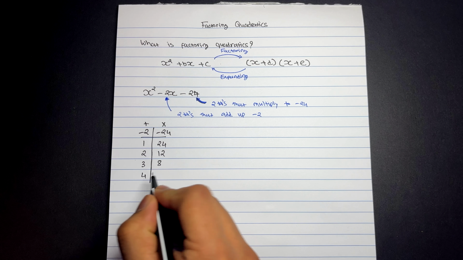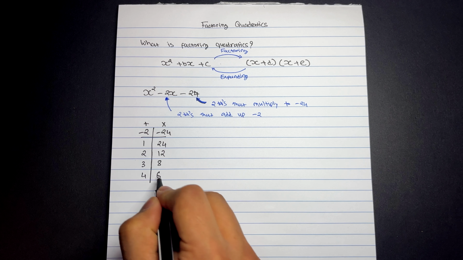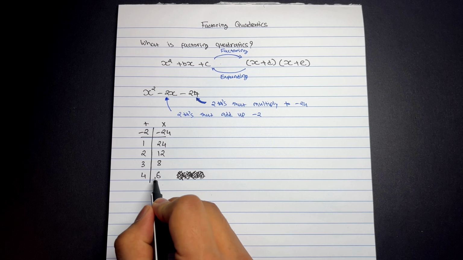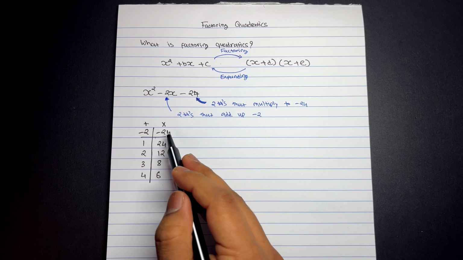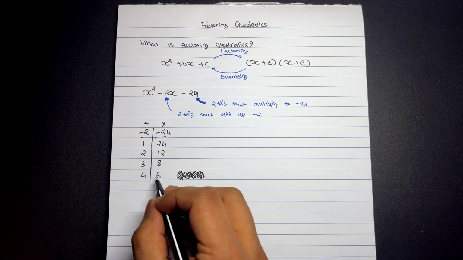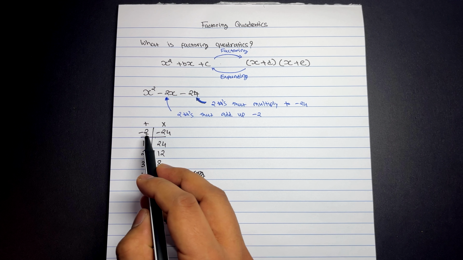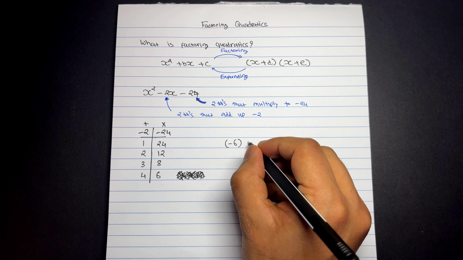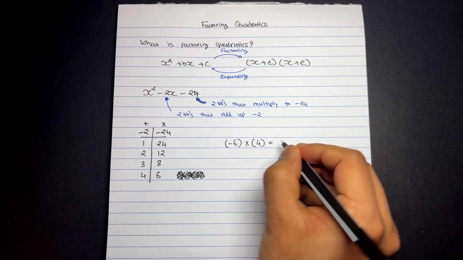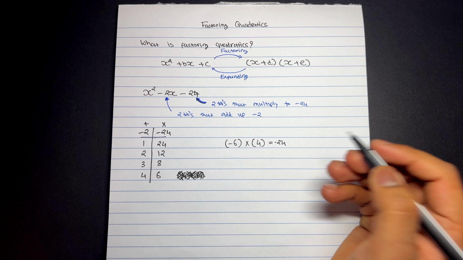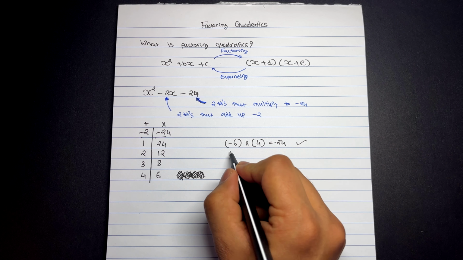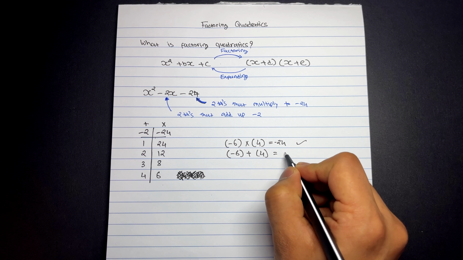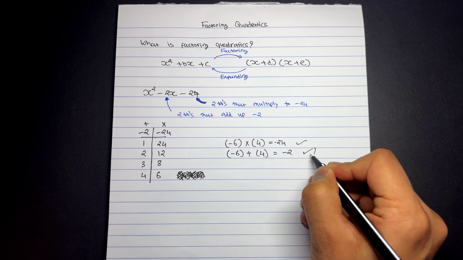Next in line is 4. So 4 times 6 is 24. And I think this one will work because let's say negative 6 times 4 is negative 24. And negative 6 plus 4 is negative 2, right? Let's check that here. Negative 6 times 4 is equal to negative 24. So this checks out. And let's do negative 6 plus 4. This will equal negative 2. So this one also checks out.